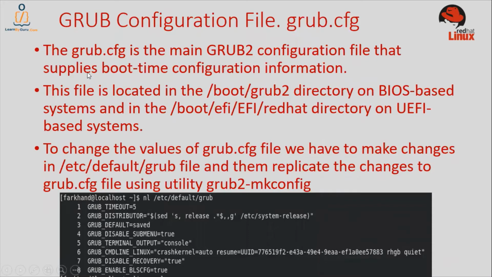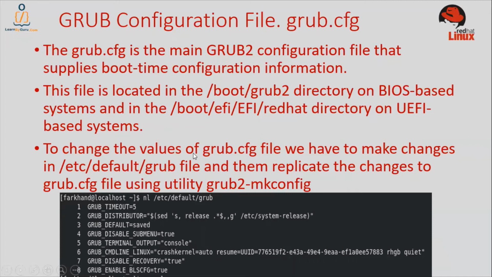The grub.cfg file is the main GRUB2 configuration file that supplies the boot time configuration information. This file is located in the /boot/grub2 directory on BIOS-based systems, and in the /boot/EFI/redhat directory on UEFI-based systems.